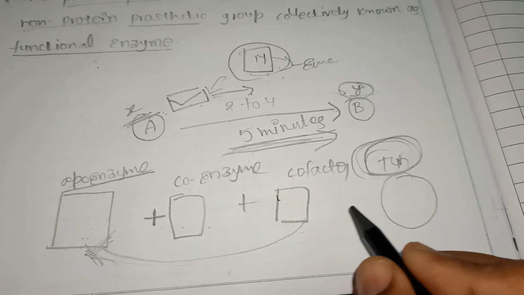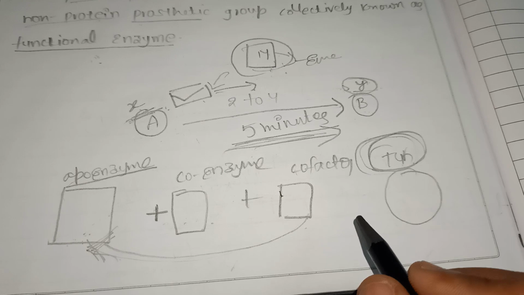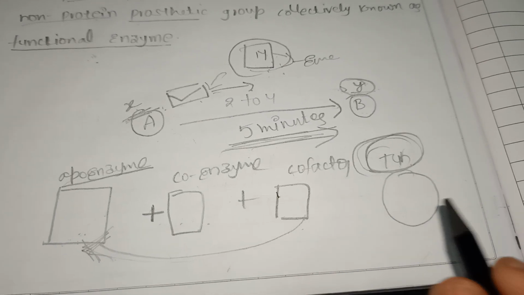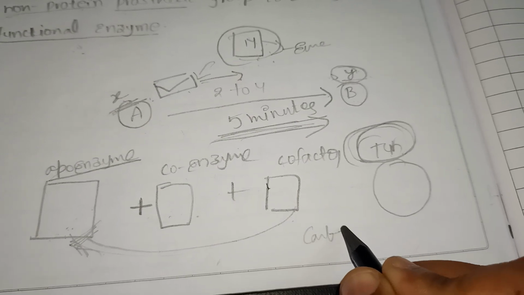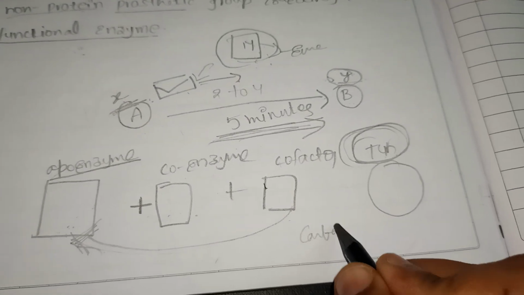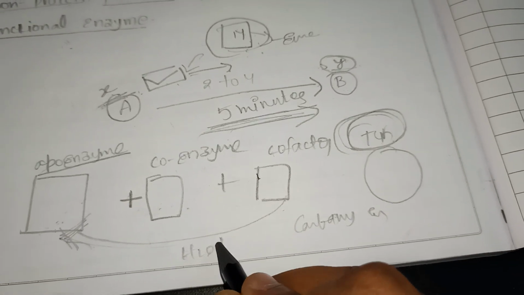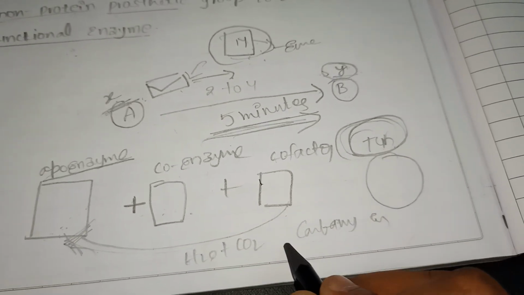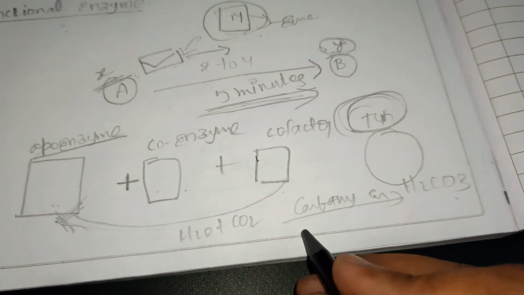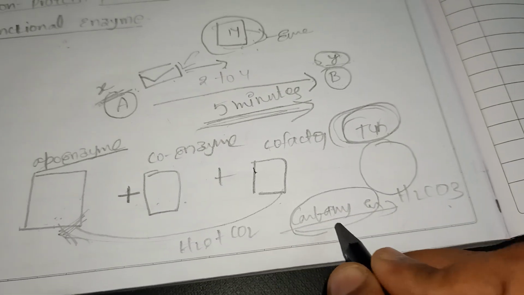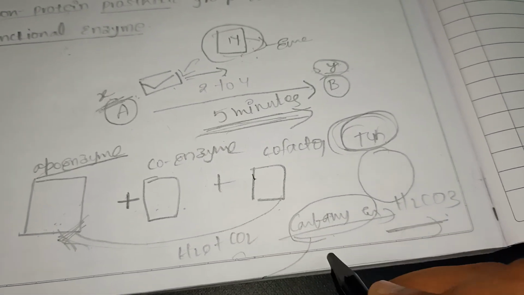So turnover number is the maximum number of products that come from an enzyme-substrate catalysis reaction per unit of time. For example, carbonic anhydrase is an enzyme. It can catalyze H2O plus CO2 into H2CO3, carbonic acid. So this enzyme can catalyze 6 lakh molecules of H2O and CO2 into H2CO3.